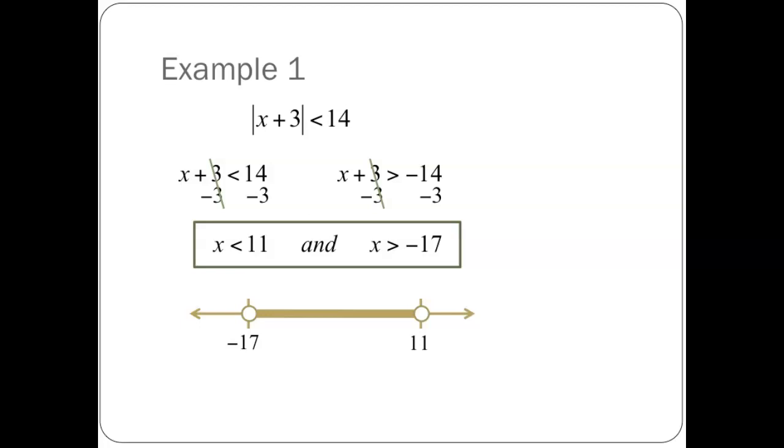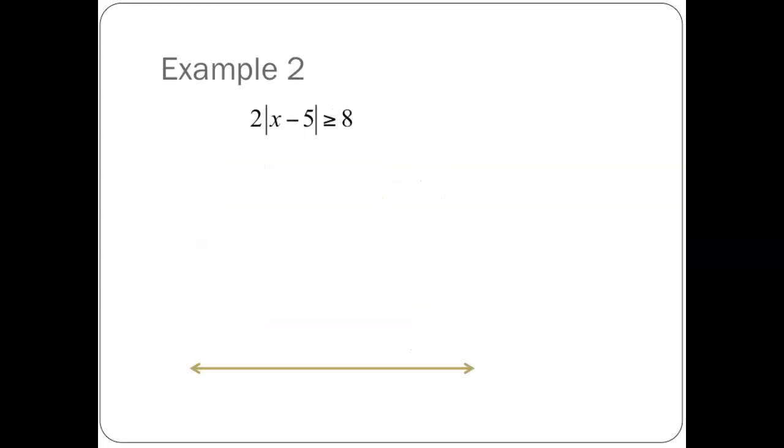All right, let's look at example 2. We have 2 times the absolute value of x minus 5 is greater than or equal to 8. Okay, so start by isolating the absolute value. That means I have to divide both sides by 2. So the absolute value of x minus 5 is greater than or equal to 4. Now I'm going to write my two inequalities. So the first one, without the absolute values, would be x minus 5 is greater than or equal to 4. The second one, we're going to write x minus 5 is less than or equal to negative 4.